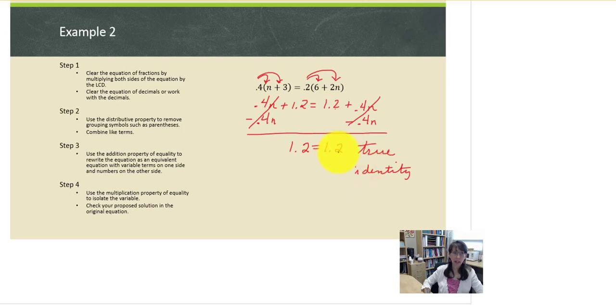So when we have an identity, it means all real numbers are the solution. So any real number you want to substitute for n is going to work. We could substitute a 3 or a negative 8/3. Anything you want as long as it's a real number. Even the square root of 7 would work. So this is one of our special cases. Keep this one in mind.